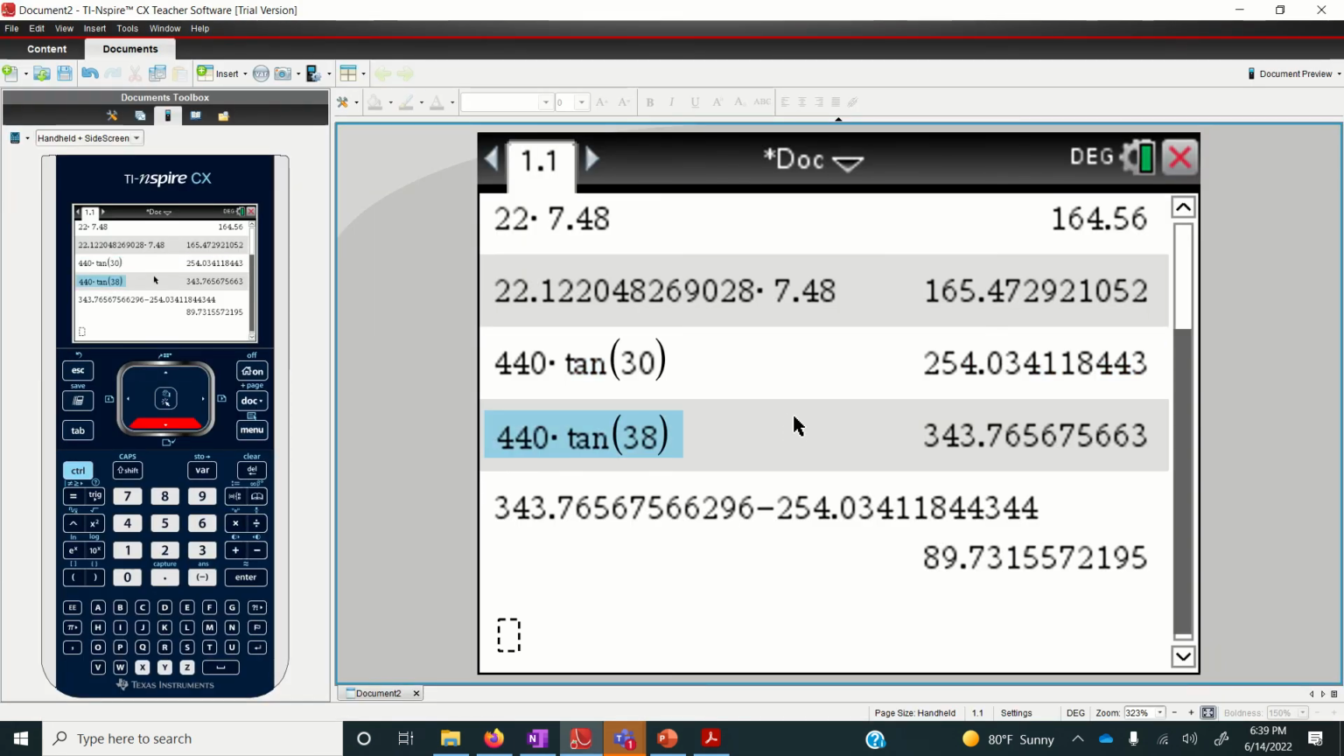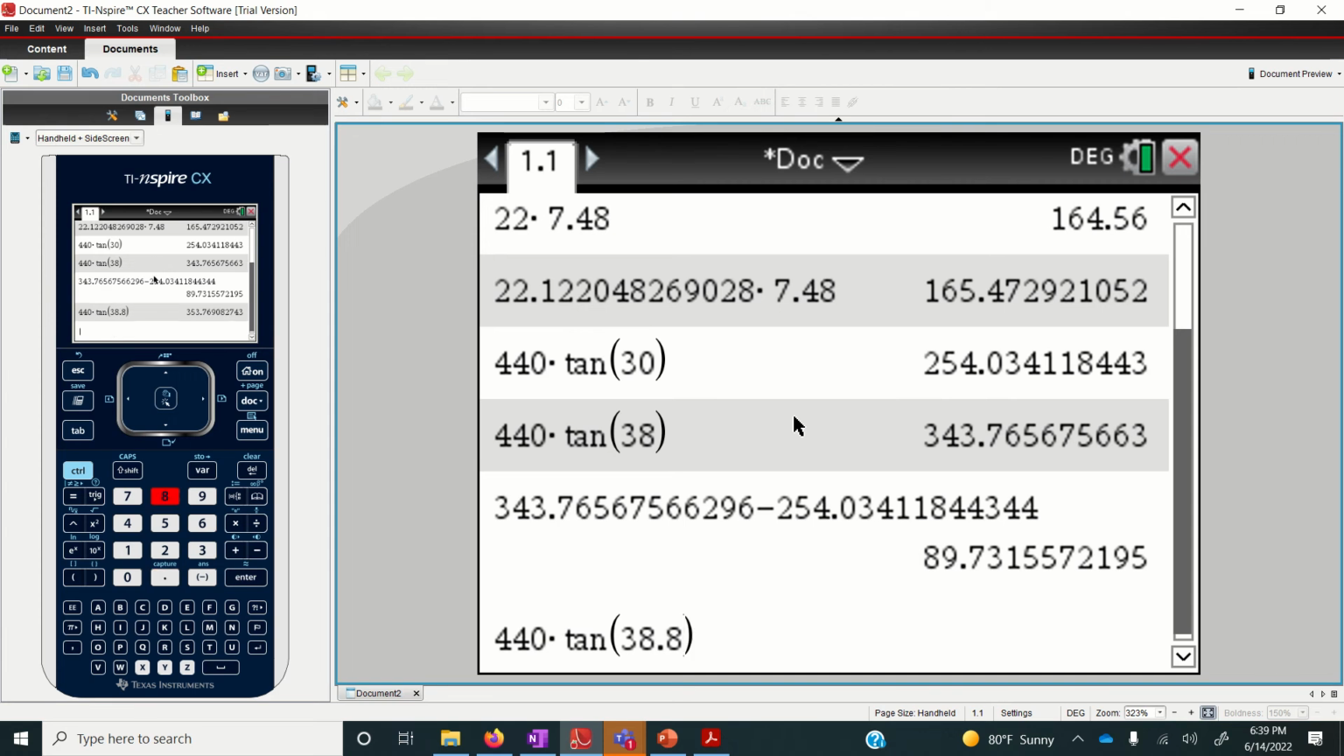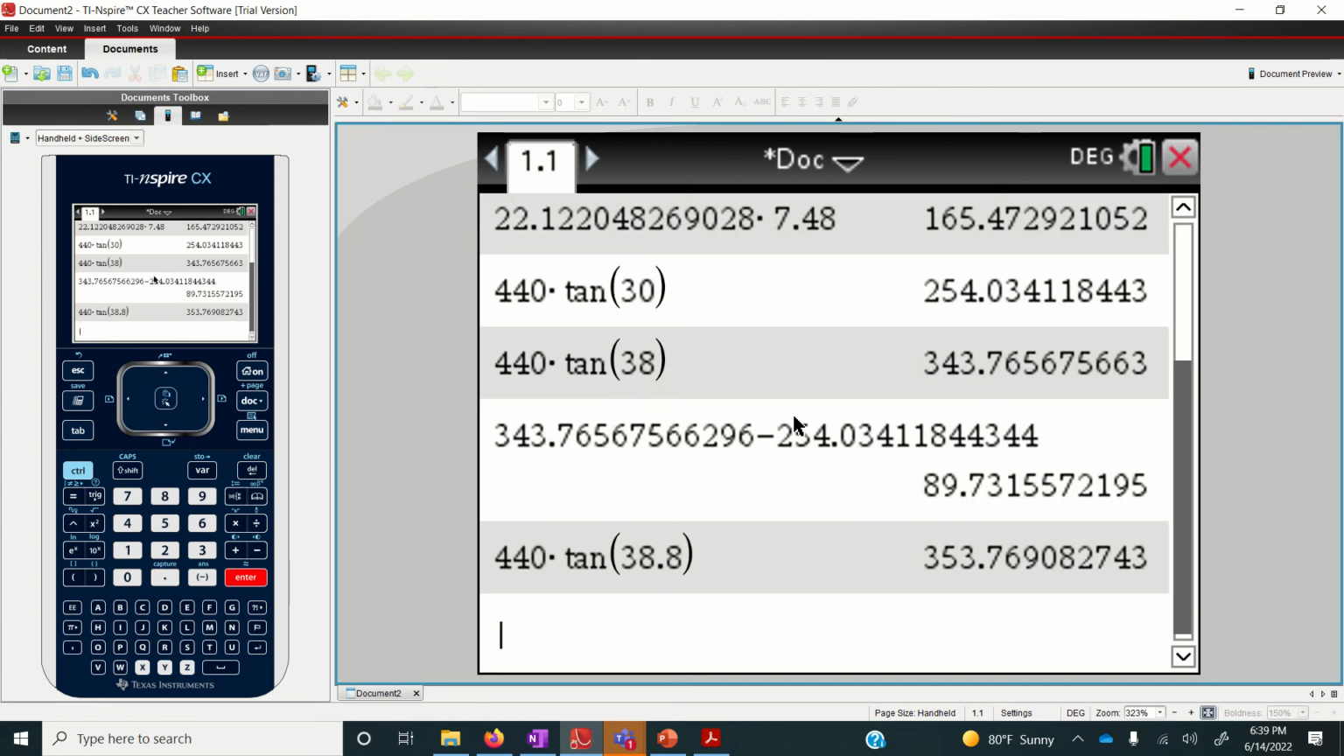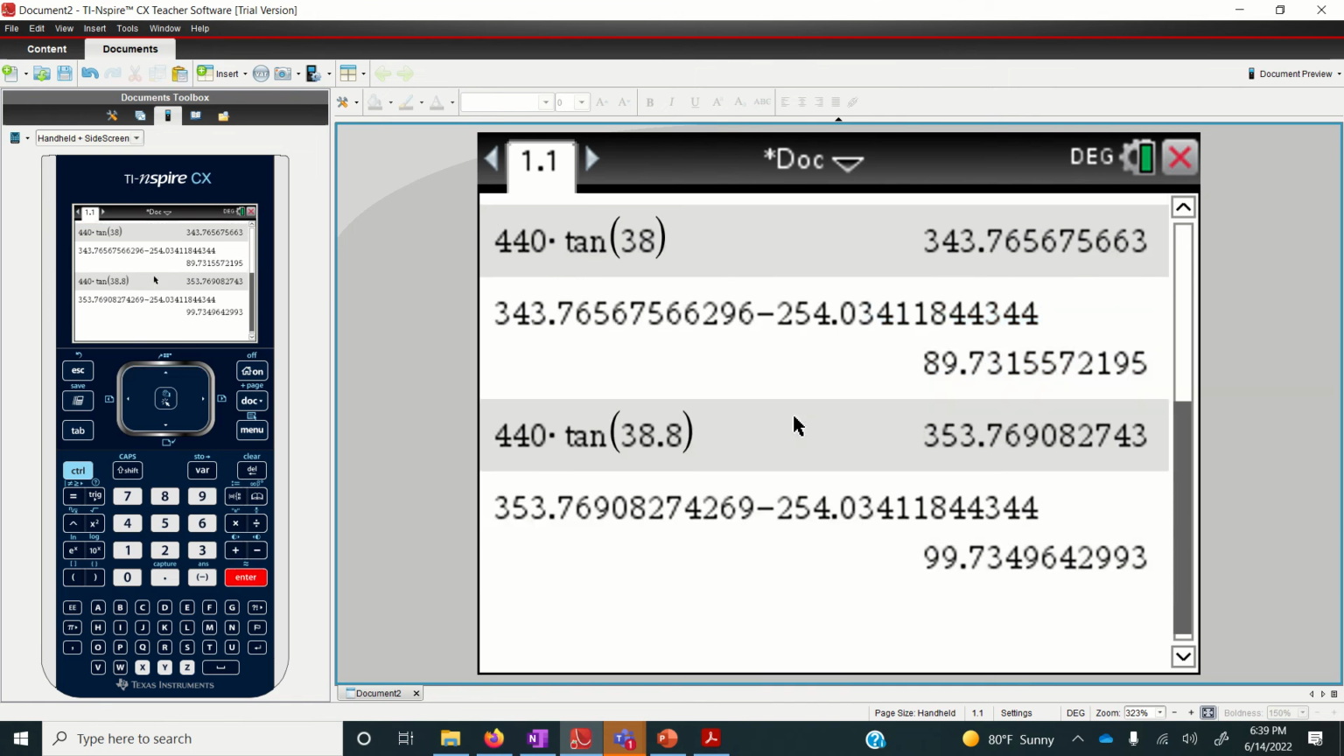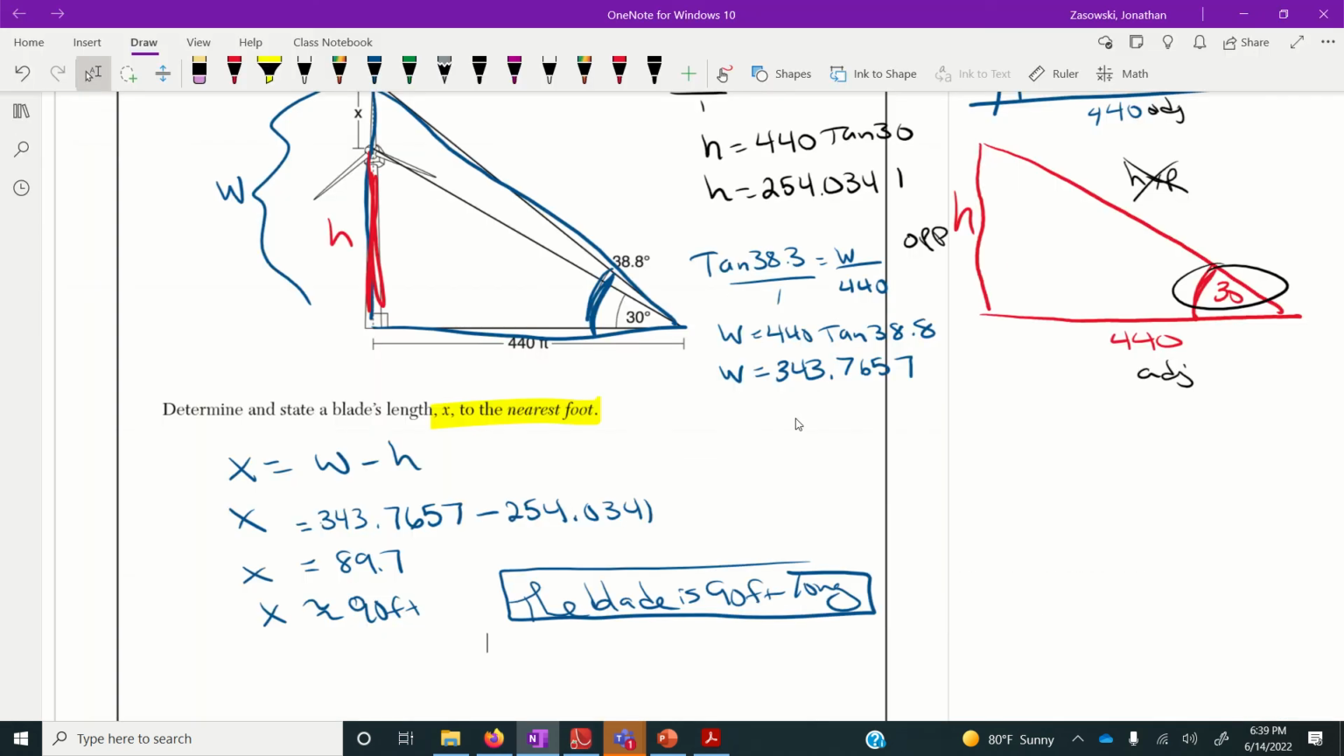Let's go back over here and do this again. 38.8. All right, there's our 353. There we go. And there's our answer, 99.7. It took us a second to realize where we went wrong. So it is 100 feet long.